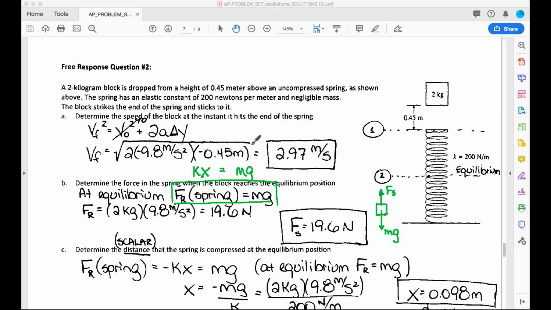And so that's what they're asking. What is the spring force at equilibrium? It's equal to the weight of the block. And so we get 19.6 newtons. We just multiply the mass times the acceleration due to gravity. Corinne, make sure that I've answered your question, and I'll take more questions in the chat.